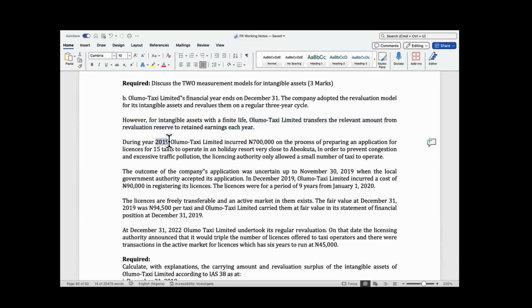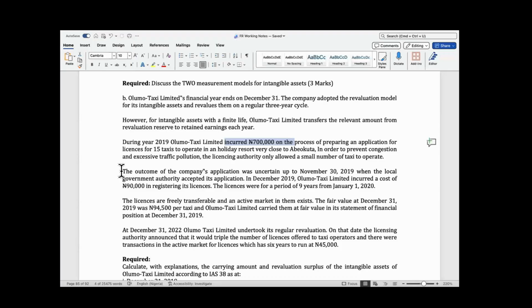Now, in 2019, this company incurred 700,000 on the process of preparing an application for licenses for 15 taxis to operate in a holiday resort very close to Abeokuta. In order to prevent congestion and excessive traffic pollution, the licensing authority only allowed a small number of taxis to operate. Okay, so he's applying for a license. He needs 15 taxis, right? So he paid a registration fee of 700.